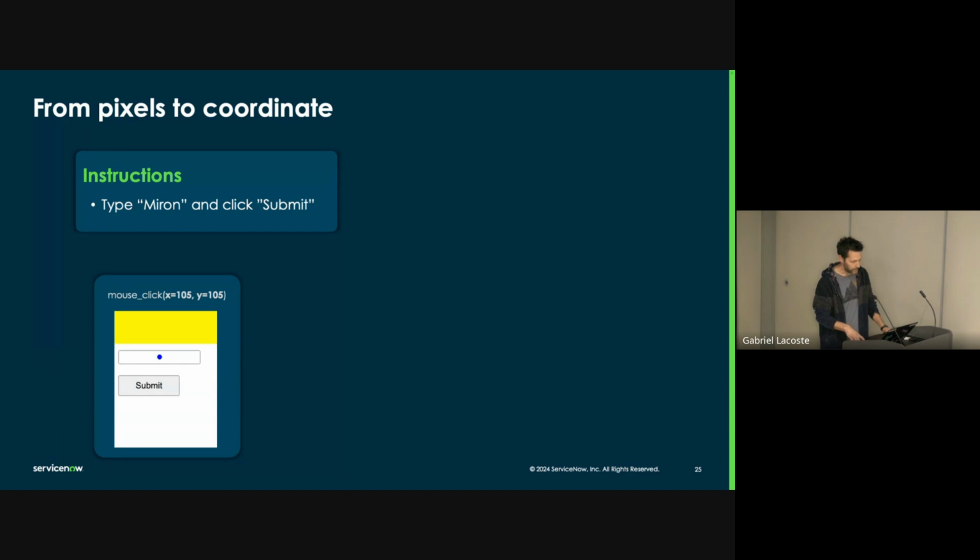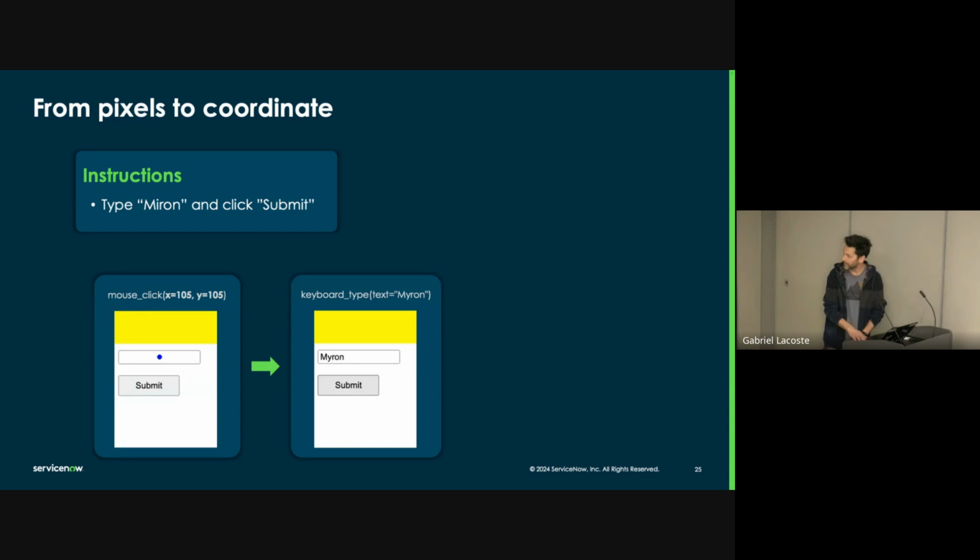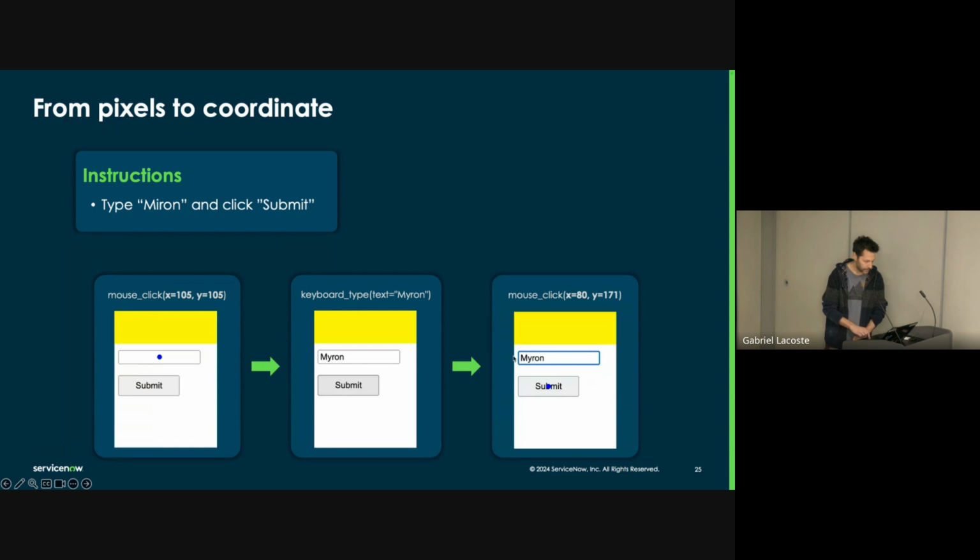And here, again, a very simple task. Type Myron and click Submit. We see the blue dot is where it clicked, in the middle of the field. It typed Myron. We see the action here on top. And then it clicked on the Submit button. Most importantly, we see that the way it communicated the action is with click coordinates. If you ask GPT-4 to do that, it's going to say complete garbage. Claude 3.5 is surprisingly good at providing coordinates.